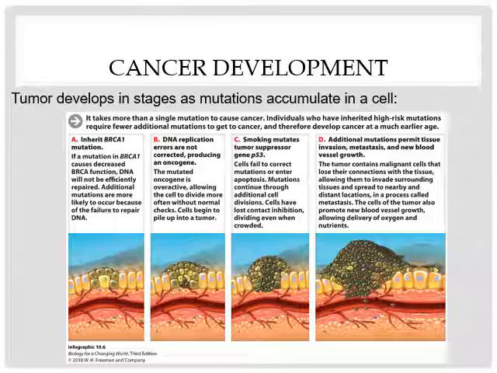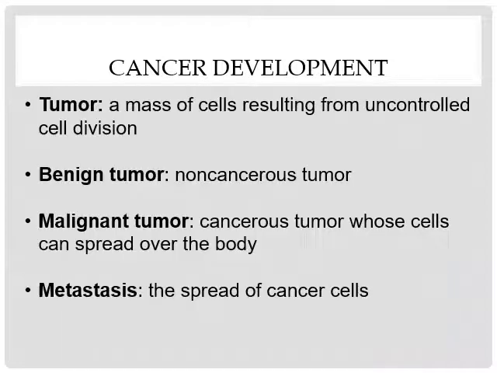Sometimes tumors are cancerous, sometimes they're not. So a tumor is just a mass of cells resulting from uncontrolled cell division. And you might have a tumor that might be benign, which means that it's non-cancerous. Usually when you first get a tumor, you do want to go to the doctor just to check. They can do a biopsy and they can figure out if it's non-cancerous, which, you can take it out if it's something that'll bother you. Sometimes they'll opt to take it out just in case. But really the problem is if it's a malignant tumor, that's a cancerous tumor whose cells can spread over the body.